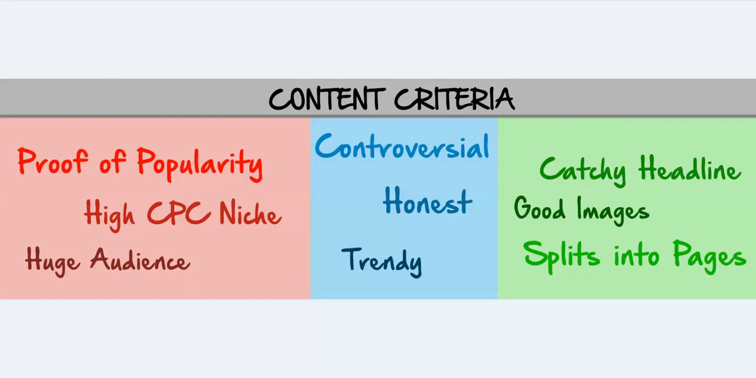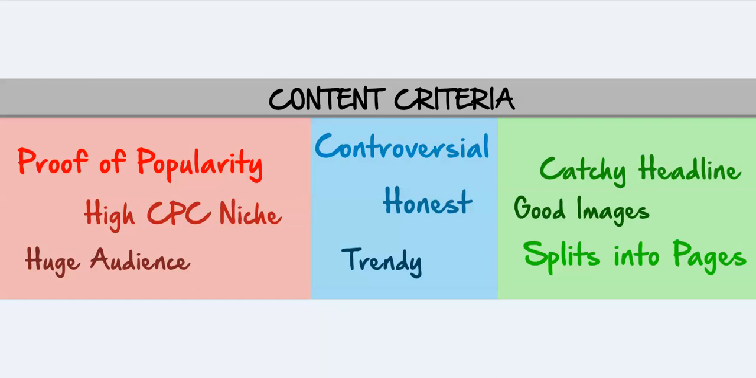So the first thing you want to check when you come across an article is proof of popularity. What this means is you want to see how popular an article is. You want to be able to see right in front of your eyes that this article has a lot of engagement, a lot of interest, and people just love this, and there's a big audience for it. And that links into the bottom part of this, which is a huge audience. Now, if it's super popular, you'll also be able to tell if it's got a huge audience.